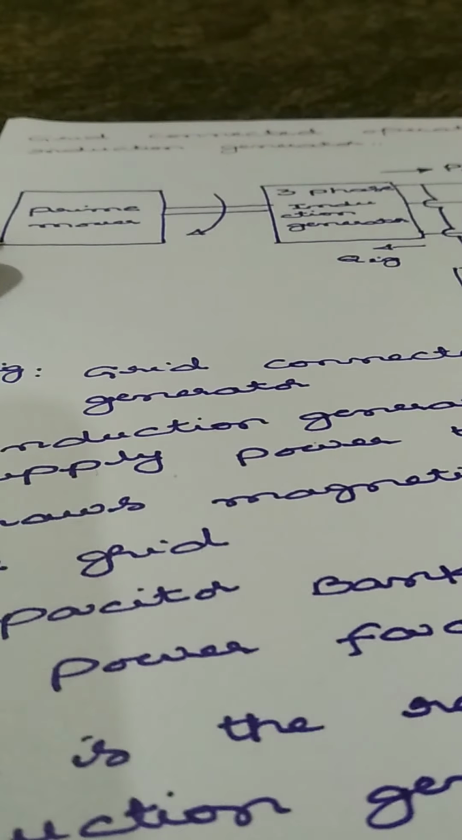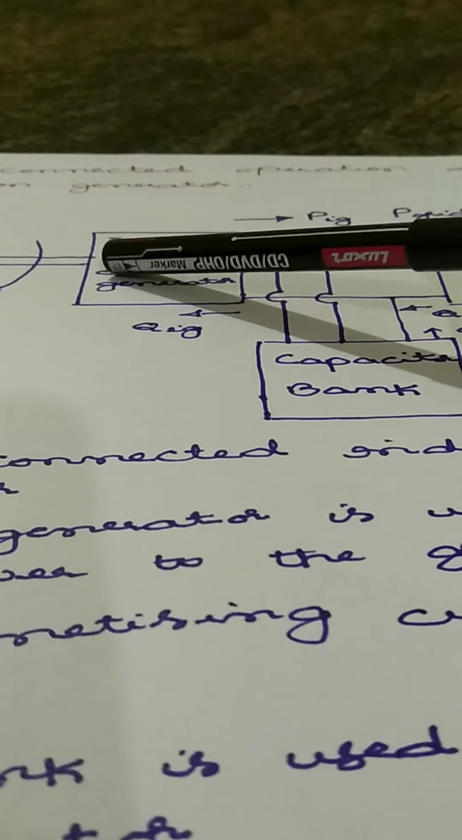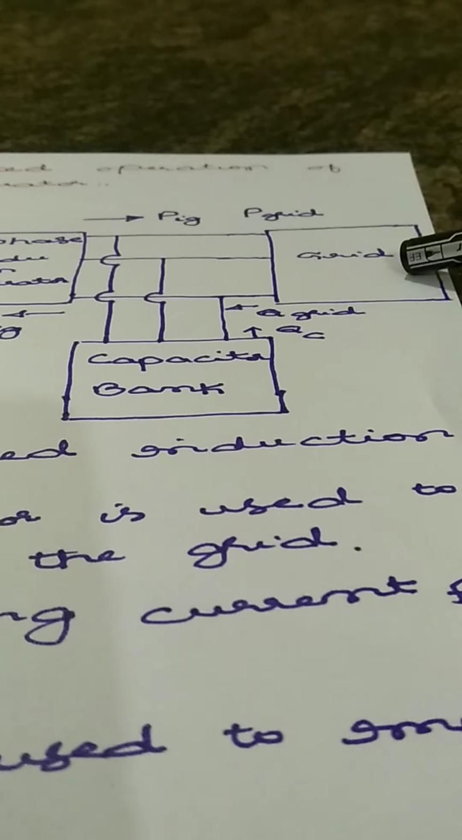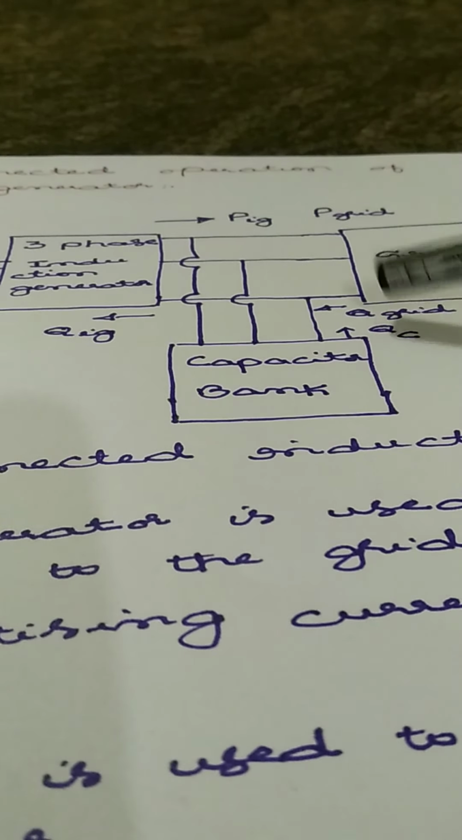So next we shall see another system, that is the grid connected system. So this is the induction motor. This is the grid. Now power is fed to the grid here, and a capacitor bank is used to supply the reactive power.